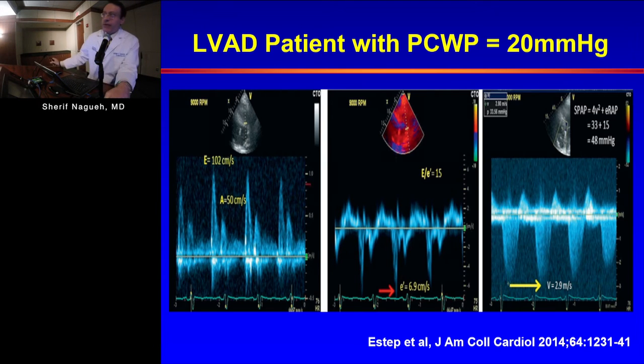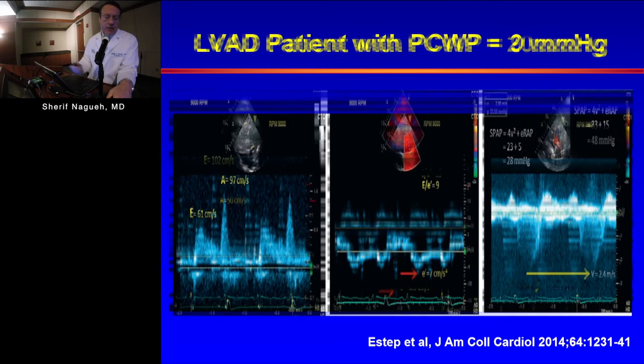Can you use the mitral inflow, the E to E prime ratio, the TR, the things that we depend on in regular patients, in patients with LVAD? This is recent work done with Dr. Estep, showing you an example of data acquired from a patient with a wedge pressure of 20. Look at the E to A ratio, a high ratio, more than 2, an E to E prime ratio of 15, and a TR of about 2.9 with an elevated RAP. By the way, the TR by itself of a 2.9 is usually associated with a high left atrial pressure.